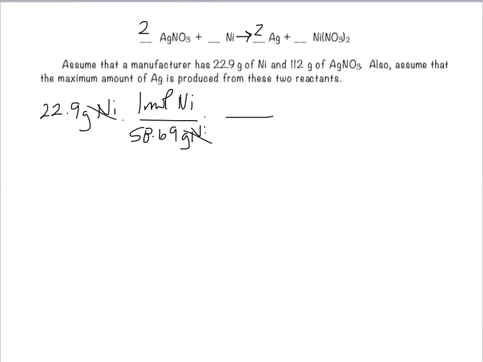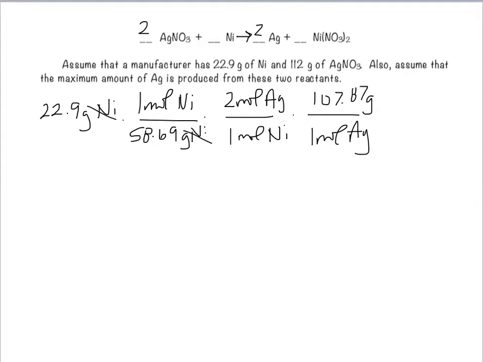Now I can go into my mole ratio according to the balanced formula. For every 1 mole of nickel, there are 2 moles of silver. And then for the mass, I know every 1 mole of silver weighs 107.87 grams of silver. So anytime I have a molar mass, grams and moles, it's always 1 mole. I go ahead and I multiply and I divide. My answer is 84.2 grams of silver. Now, is that my answer? Well, I don't know. I haven't done the second part yet.